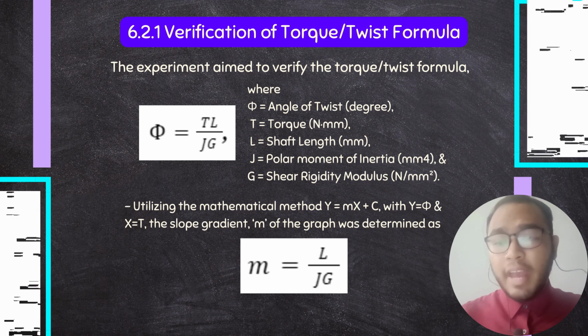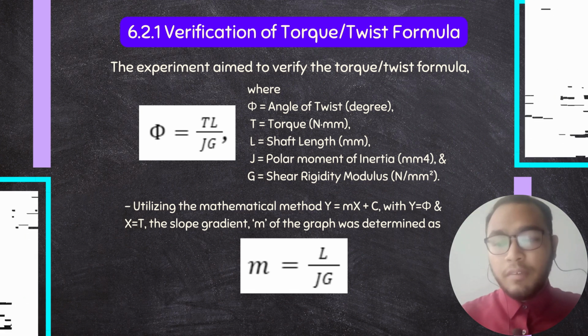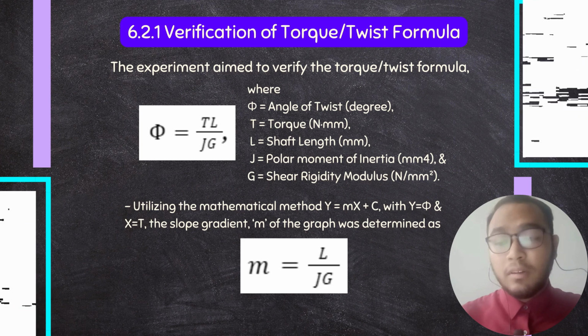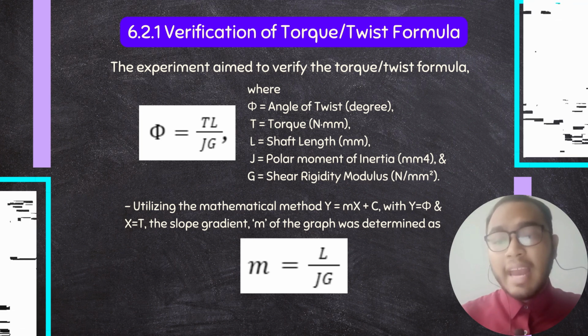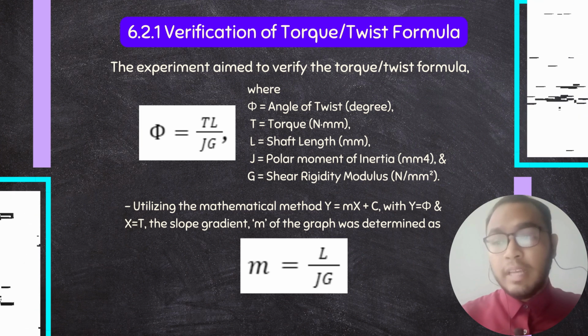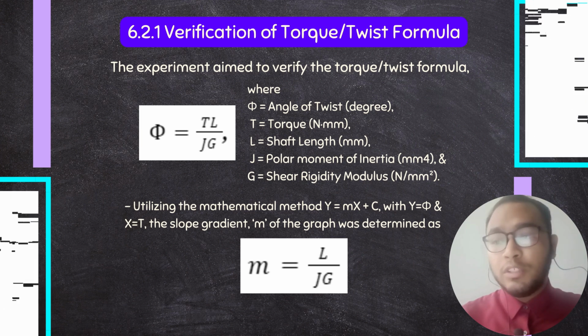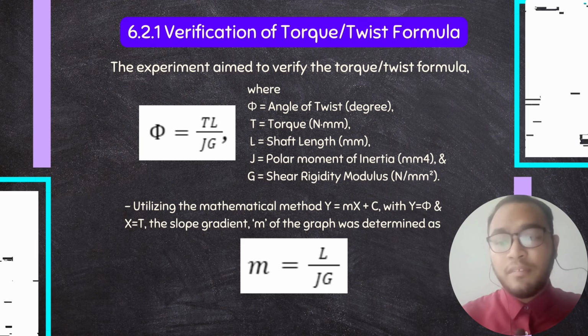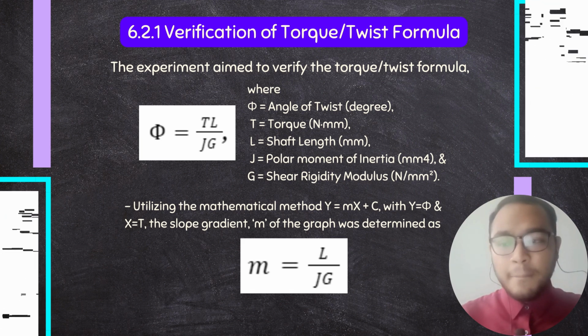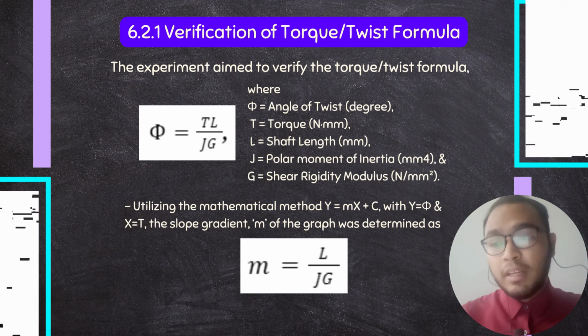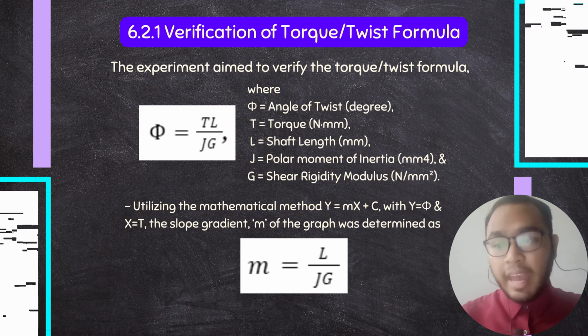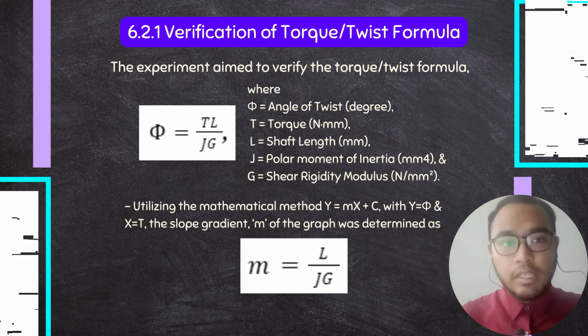From the graph of the angle of twist against torque, we can modify the equation with the mathematical method, that is y equals mx plus c, as y is equivalent to the angle of twist and x is equivalent to the torque exerted on the shaft. And we know that the slope of the graph, denoted by m, is equal to L over JG, the length divided by the polar moment of inertia and the shear modulus of rigidity.